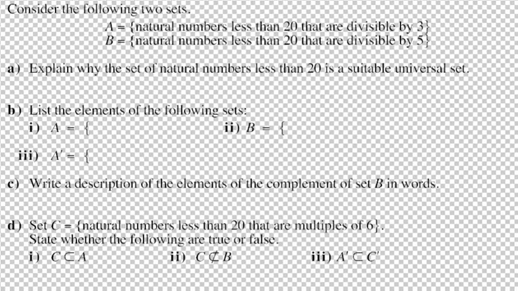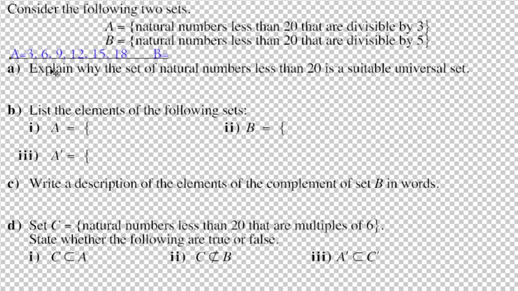Okay, consider the following two sets. Natural numbers less than 20 divisible by 3, and natural numbers less than 20 divisible by 5. Let's get those down. Less than 20 and divisible by 3 would be 3, 6, 9, 12, 15, 18. End of list. I didn't put 0 because they said natural numbers, not whole numbers today.